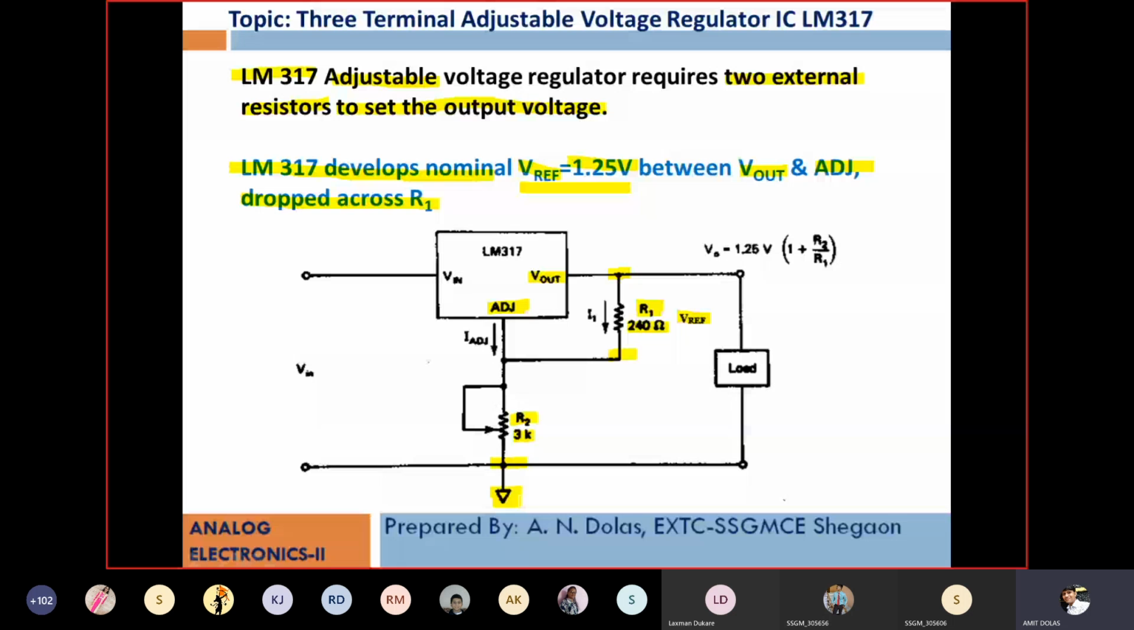R1 is in between Vout and adjustment, and R2 is in between adjustment and the ground. Now we know that, I'll erase the screen first. Okay, we know that the 1.2 volt V reference is across this resistance R1. So this is fixed.